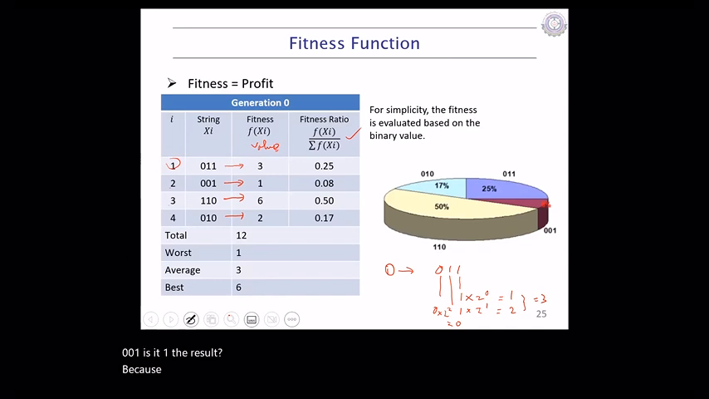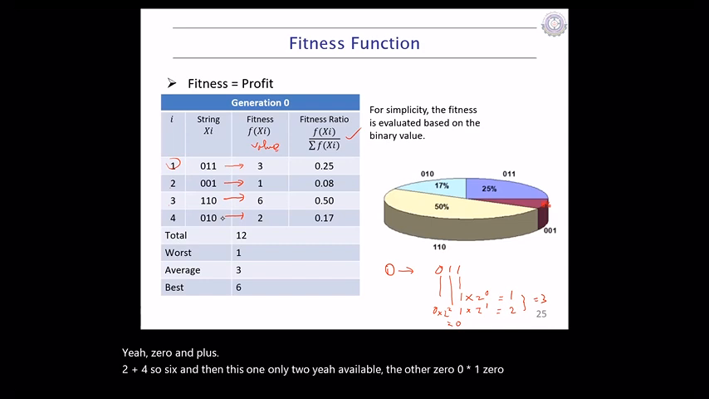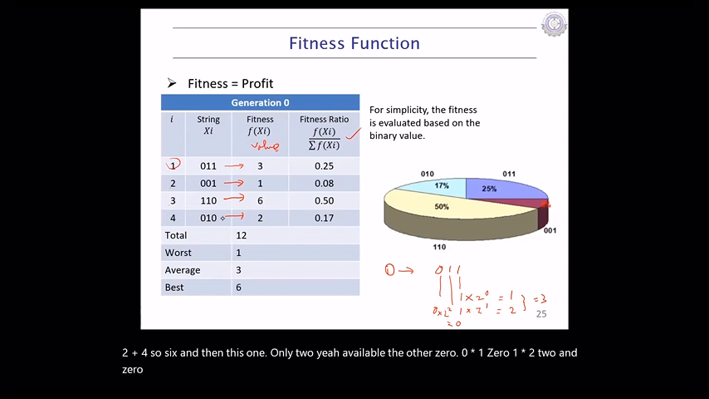Because only 1 times 2 power 0. Only 1 times 1. 1, the other 0. So 1. And 1, 1, 0 is 6. Yeah, means that 2 plus 4, right? Because this is 4, 2, 1 actually. So 0 times 1, 0, and plus 2 plus 4, so 6. And then this one only 2 is available. The other 0. 0 times 1, 0. 1 times 2, 2, and 0 times 4, 0. So then we have 2 here.